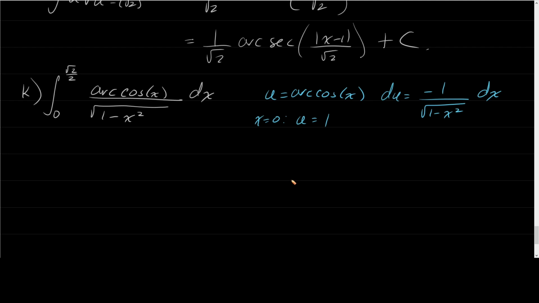And no, it's not. Arc cosine of 0 is not 1. What am I talking about? Arc cosine of 0 is pi over 2. Look at that, I messed that up. Cosine of 0 is 1. That's why I messed up.